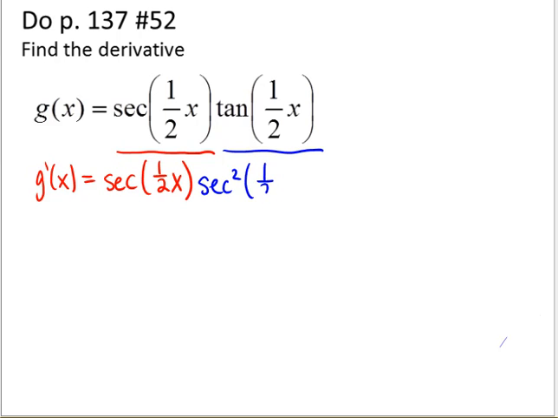Write what is after it. Since what is after it is not just an x, I have to remember to take the derivative of that part, which would be 1/2, plus the second times the derivative of the first. And the derivative of secant is secant tangent.